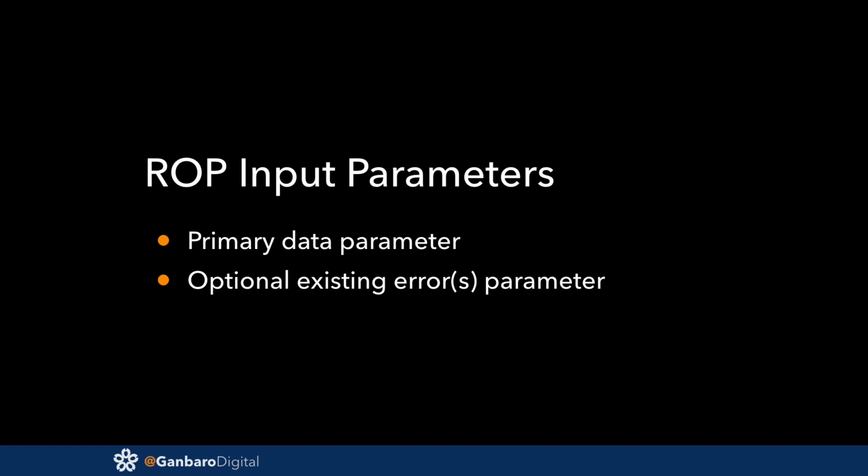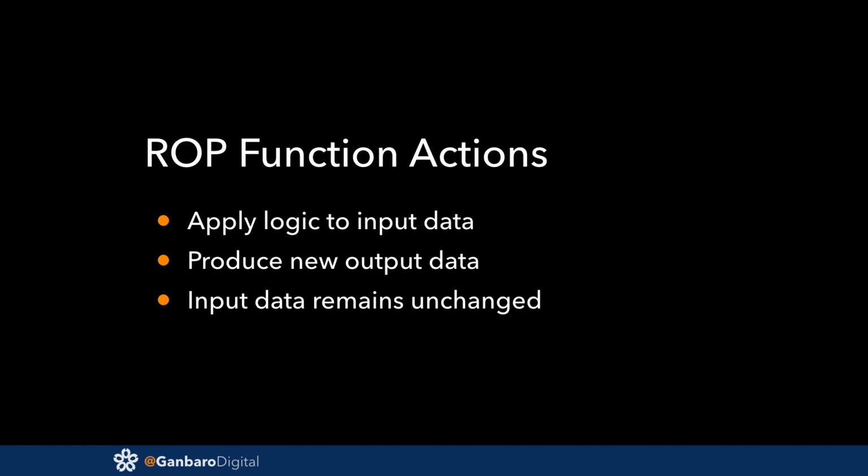You've got input parameters, you've got one parameter which is your main piece of data, and you've got something to do with errors. That's a bit vague, and we'll firm that up as we go along. The functions themselves, their job is to apply logic to data. They may be doing a transform. They may just spit the same data out, with no error. It may just be a validation, a check of some kind. But they never change the input data, so that you're eliminating side effects.